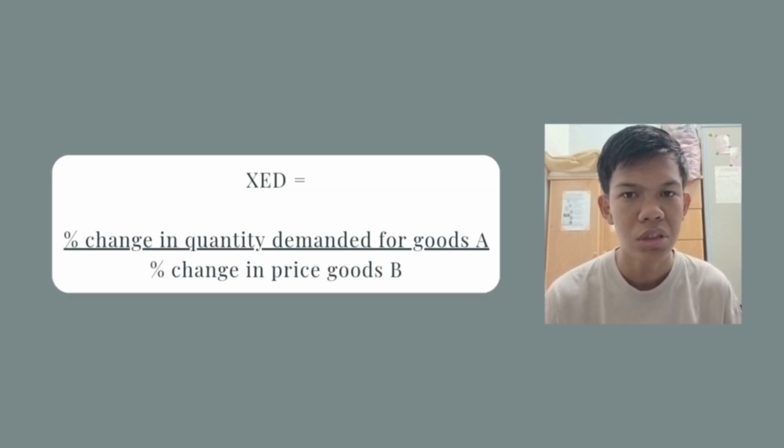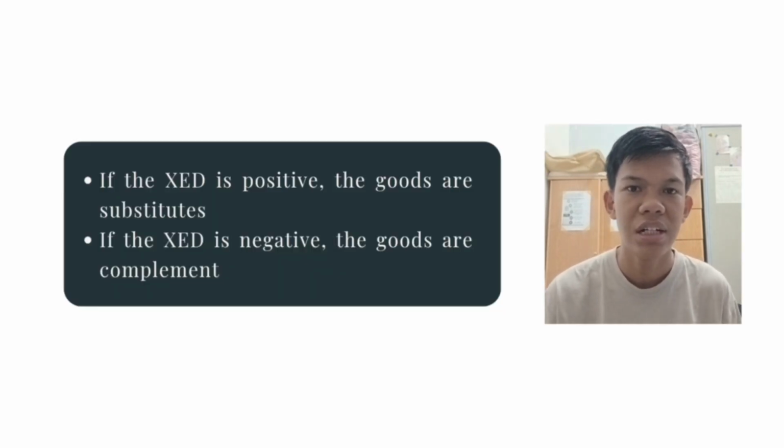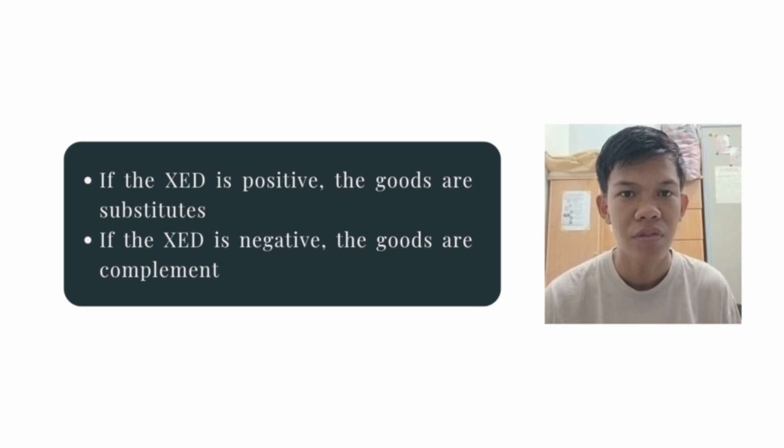So the formula for XED is percentage change in quantity demanded of A divided by percentage change in price of B. So if we get a positive answer, they are substitutes. But if the XED is negative, they are complements.